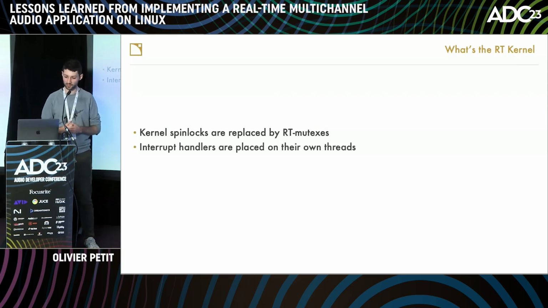And the other thing it does is interrupt handlers are placed on their own threads. Interrupt handlers are how hardware talks to the kernel. So maybe you have a USB sound card. Well, actually, I think USB uses polling. You have a PCI sound card, and it's using DMA, direct memory access, to write the buffers directly into the RAM of your machine. And then at some point, you'll get an interrupt from the sound card to tell you those buffers are ready to be read, and that's what wakes up your audio driver and then your audio application, and that's when you start processing your samples.